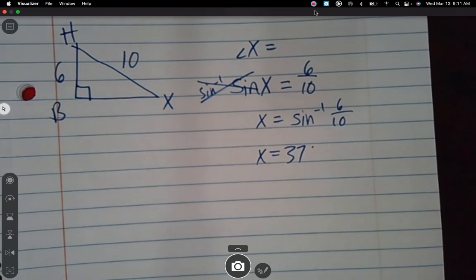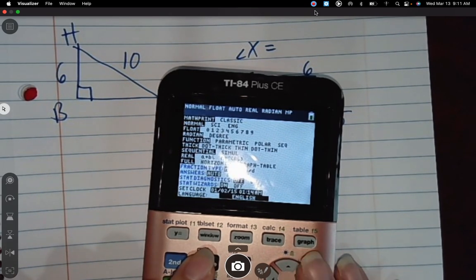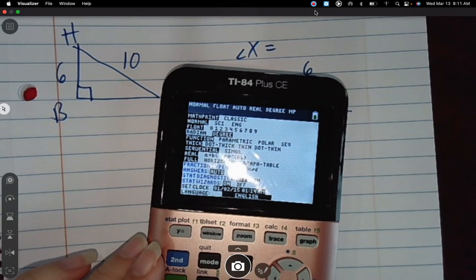Now, let me say this. Anytime you're looking for an angle, you're going to use the inverse button. Okay? Whether it's sine inverse, cosine inverse, or tangent inverse? Completely different answer. Let me see your calculator. What mode are you in? Did you ever change your mode? So watch. We're dealing with degrees. So if you press mode, you're in radians. You need to be in degree.